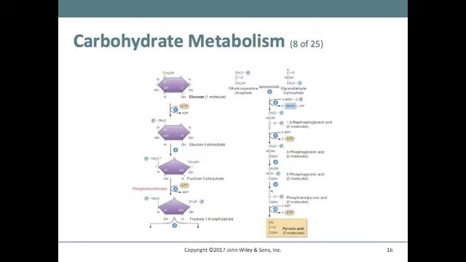At step 6, oxidation occurs as 2 molecules of NAD+ accept 2 pairs of electrons and hydrogen ions from 2 molecules of glyceraldehyde 3-phosphate to form 2 molecules of NADH. Body cells use the 2 NADH produced in this step to generate ATP in the electron transport chain. The phosphate group attaches to the glyceraldehyde 3-phosphate, forming 1,3-bisphosphoglyceric acid. Then at steps 7 through 10, these reactions generate 4 molecules of ATP and produce 2 molecules of pyruvic acid.